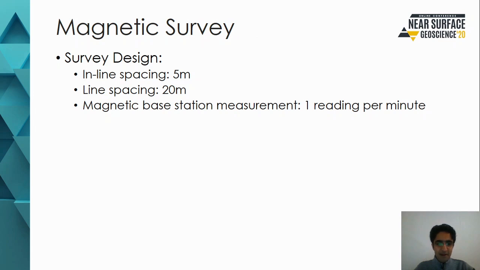For the design of the magnetic survey, we set the line spacing to 20 meters and the inline spacing to 4 to 5 meters. It was also specified that the magnetic base station measurements should be taken one reading per minute to be able to have the most accurate daily correction.